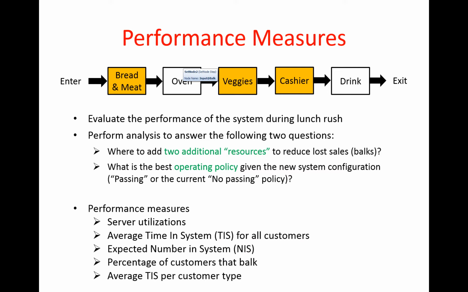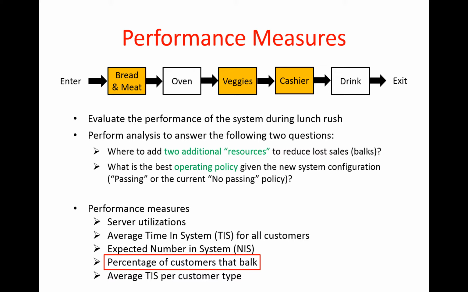The performance measures will remain the same. We're going to use server utilizations, average time in system for all customers, expected number in system, percentage of customers that balk, and average time in system per customer type, in other words, cold and hot sandwiches. But we will primarily use the percentage of customers that balk to compare different scenarios or system configurations.